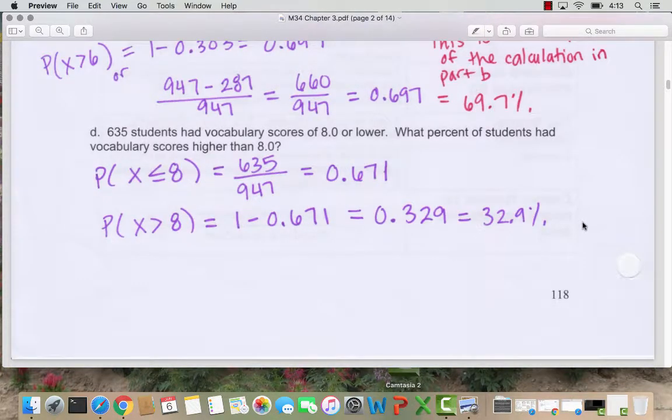Now we're told in Part D that 635 students had vocabulary scores of 8 or lower. So we want to know what percent of students had vocabulary scores higher than 8. So first we figure out, well, what's the probability that they were less than 8? That's 635 out of 947, or 0.671. And then I'm going to use the complement because I know these have to total 1 because everyone is included in this distribution. So to find the probability that the score is higher than 8, I can say 1 minus 0.671, which gives us 0.329 or 32.9%. So in this case, I'm using the complement, the fact that the total is 1.